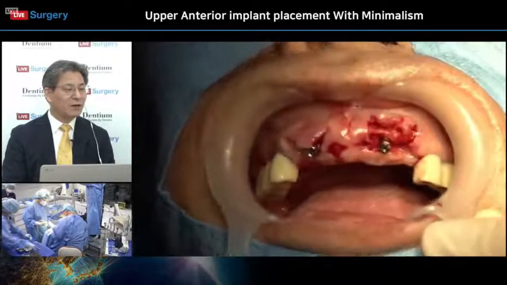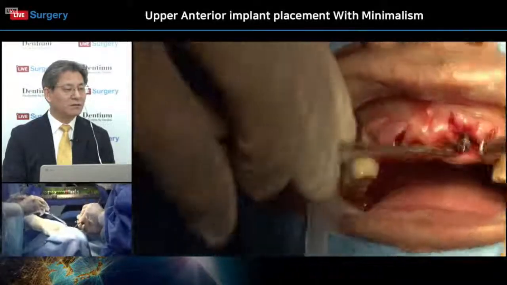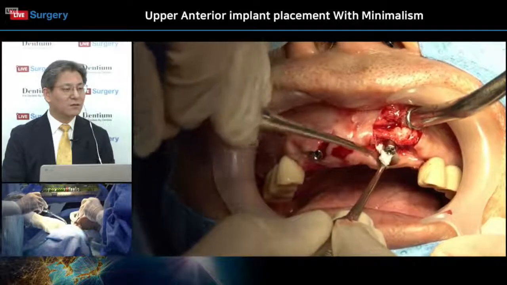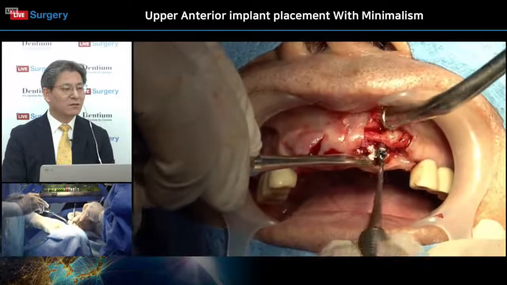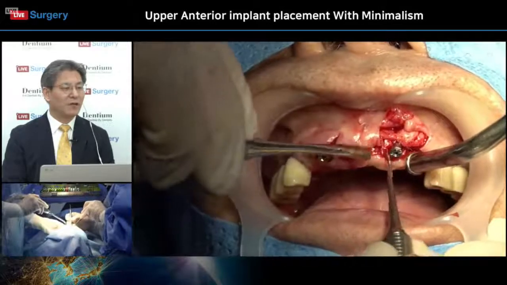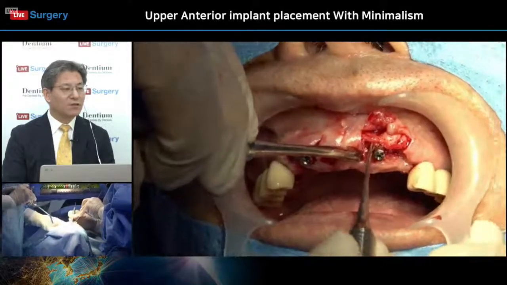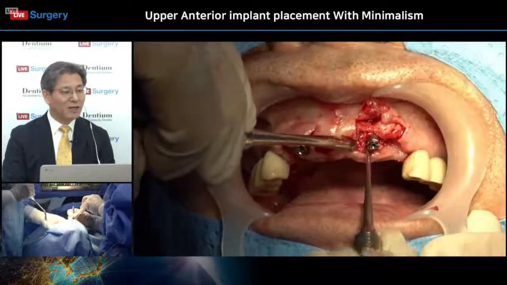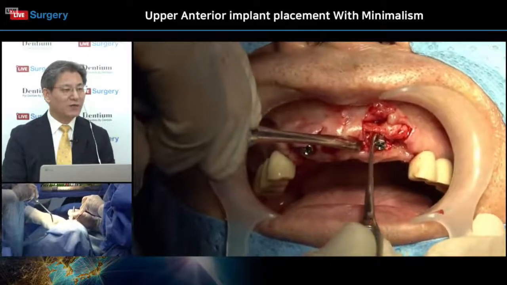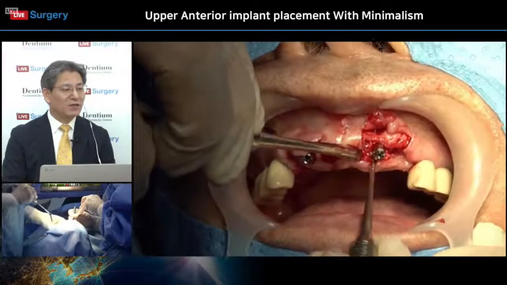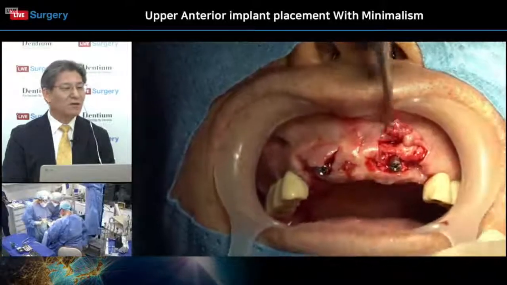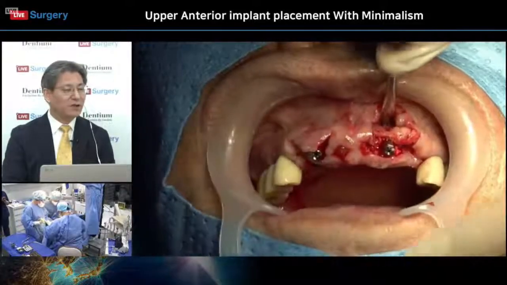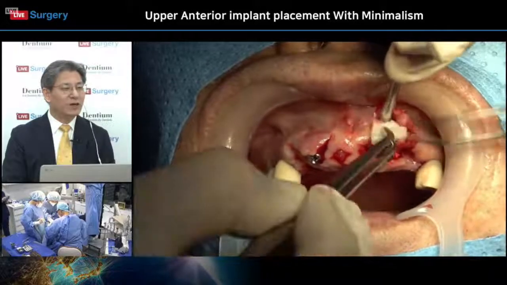Actually, there is almost no defect on the palatal side, but for the prevention of any complication, I will do a little bit of grafting on the palatal defect area with Osteon 3 collagen. Osteon 3 collagen is a very useful and versatile bone grafting material. It is very popular and prevalent as a defect site grafting material.